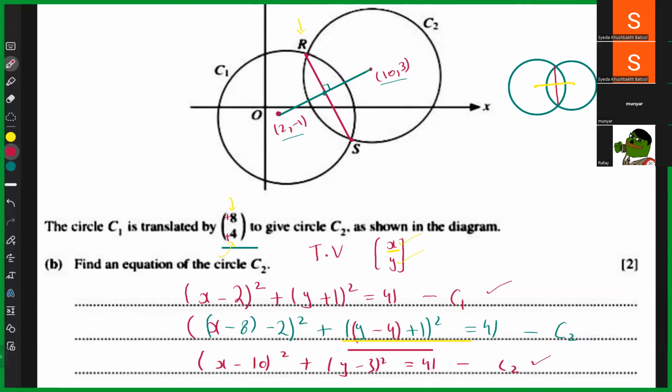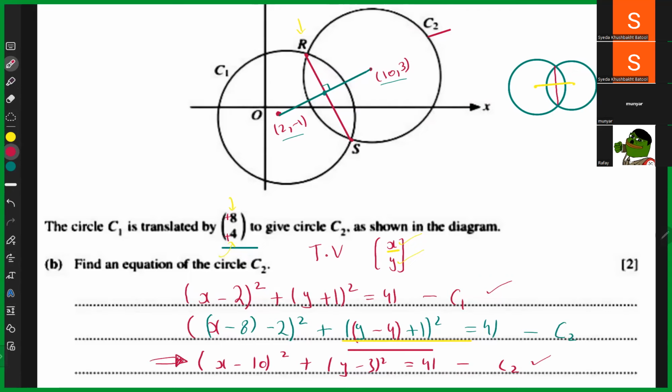So what do you think? R and S are basically lying on the circle, right? The coordinates of R and S are lying on both C1 and C2. So if we consider C2, you can consider C1 as well, that's also fine. We know that R and S are two points lying on the circle. So if two points are lying on the circle, they should satisfy the equation. The equation of C2 turned out to be this one.